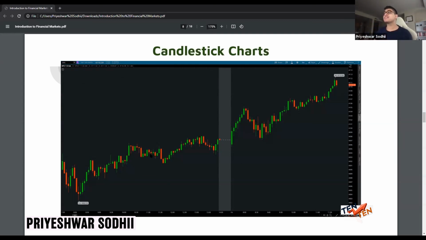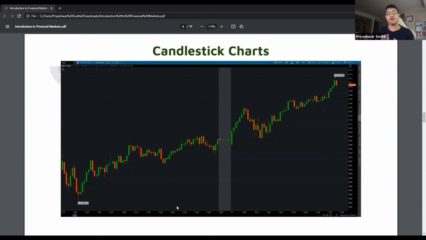So hopefully now you guys can see, oh, the red candle, it opened over here, it went down. Green candle, it opened over here, went as high as there, but only closed here. So hopefully this chart becomes a lot more expressive, a lot more informative for you guys now.